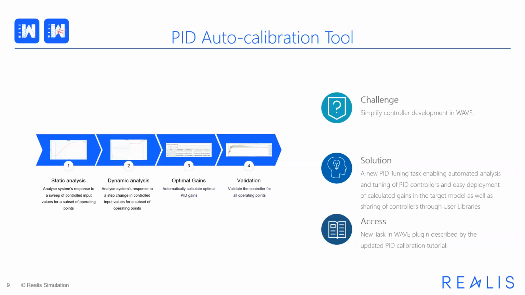All these stages are automated through the new PID tuning task available in the RDesk Wave plugin and are illustrated in an updated PID calibration tutorial which walks the user through the development of the throttle controller. The simulations which are necessary for the static analysis and dynamic analysis of the system are performed in the background by automatically creating required wave sessions. The PID tuning task also benefits from distributed option, so it can be used in conjunction with RDM to substantially accelerate the wave simulations required for static and dynamic analysis of the system.